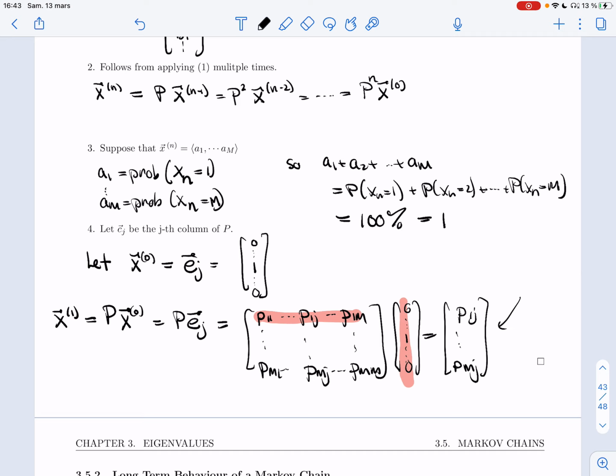And so this is a state vector, and so it's a probability vector by what we just proved in 3. That means P1j plus ... plus Pmj is equal to 100%, which is 1. All right, good.